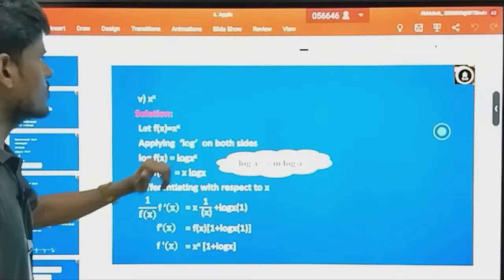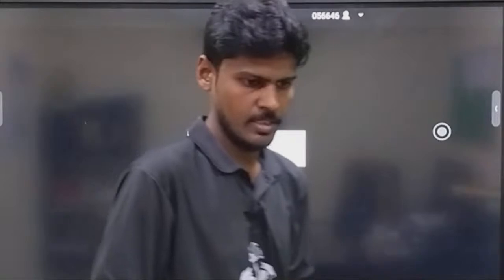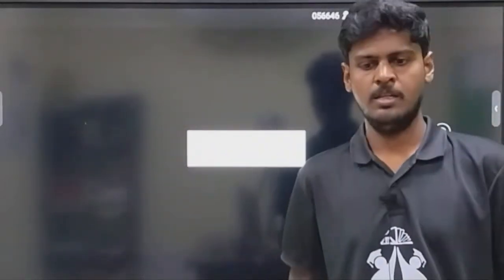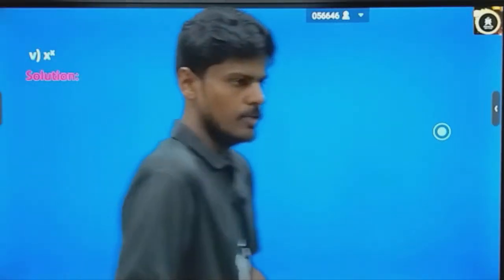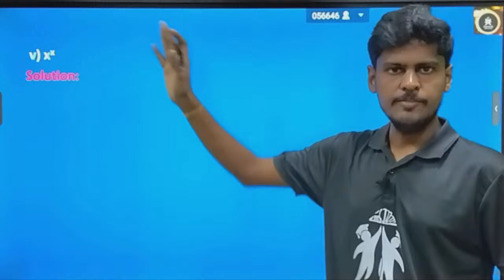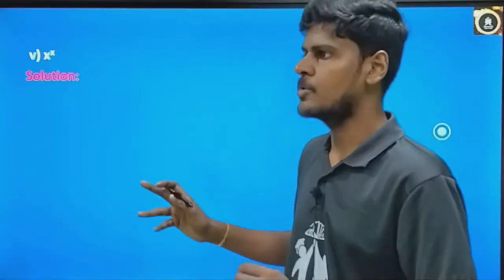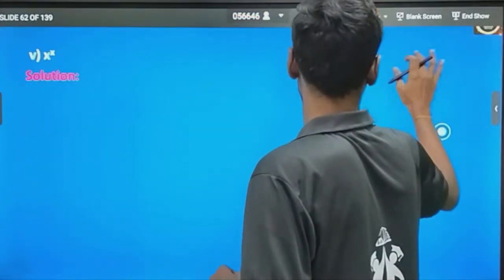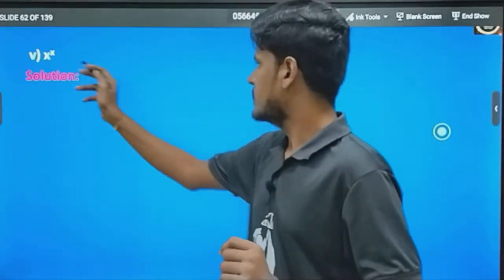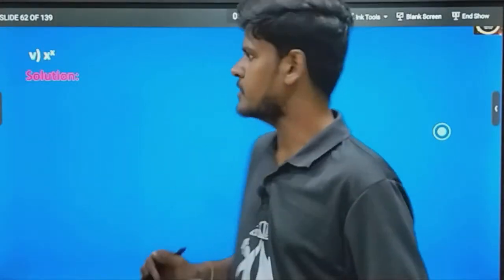Okay, now we should solve this question. For finding the increasing and decreasing intervals of the function x power x, what is the procedure for finding monotonicity? We should first find f dash of x. And how to find f dash of x? When there is a function in the base and a function in the power, we need to take log on both sides first.